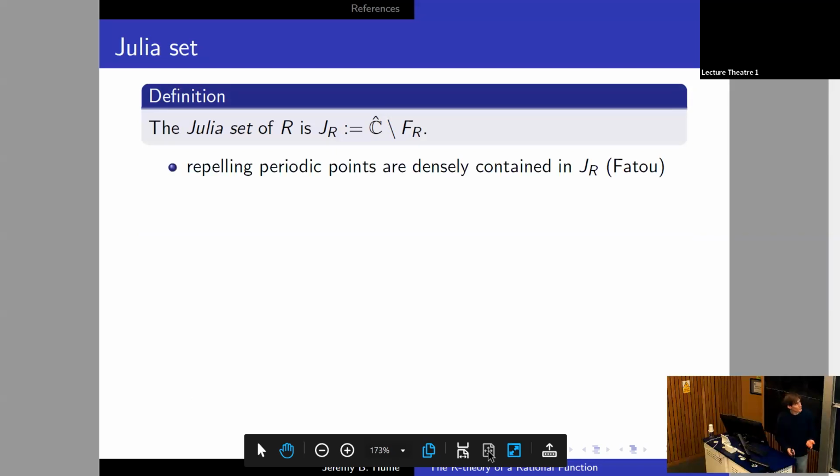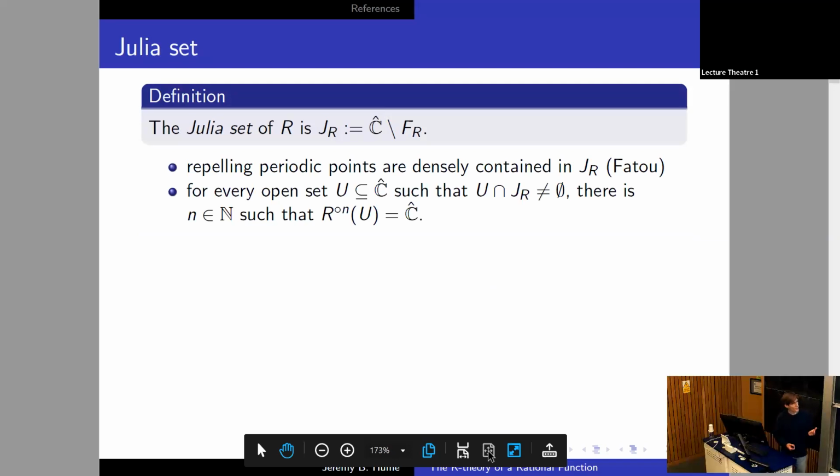It has some properties. You can show that repelling periodic points are densely contained in the Julia set, as well as, if you take any open set in the Riemann sphere that intersects the Julia set non-trivially, I can find some number n for which the nth image of U by applying R is the whole Riemann sphere. So that open set blows up to be the whole Riemann sphere. And that's kind of interesting because we have a lot of periodic points in the Julia set.